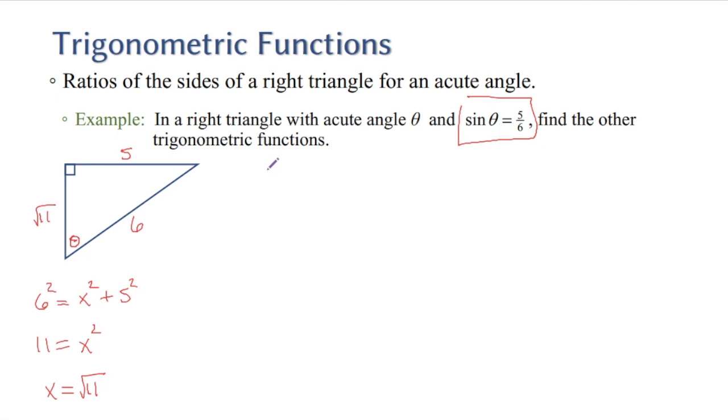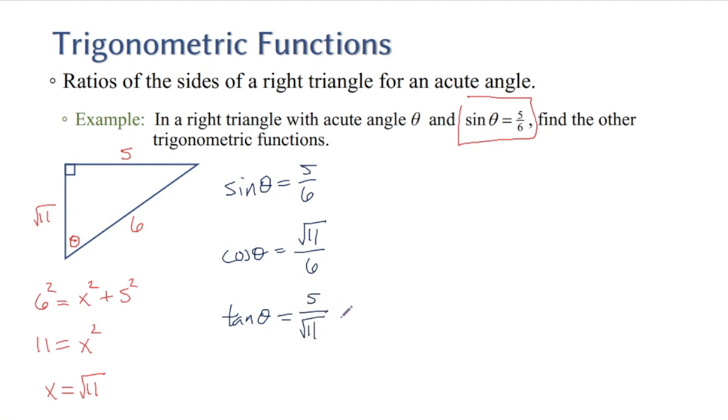Okay, so let's go ahead and find our 6 trig functions. Now, the first one's easy, right? We already know the sine of the angle, that's 5/6. So if I go ahead and look at the cosine of the angle, that's going to be the adjacent side here, square root of 11, divided by the hypotenuse. So this would be the square root of 11 divided by 6. Now the tangent, of course, is the opposite over the adjacent. So the opposite is the 5, the adjacent is square root of 11. So this would be 5 over the square root of 11.